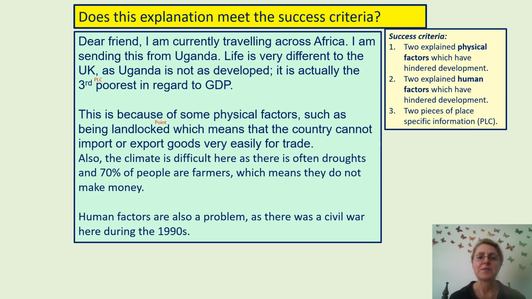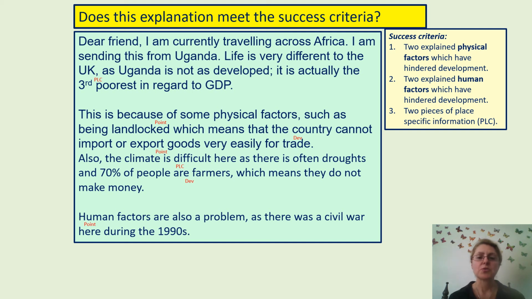This is because of some physical factors such as being landlocked, point, which means that the country cannot import or export goods very easily for trade. So here we have a good explain with point and develop. Also the climate, point, is difficult here as there are often droughts and 70% of people are farmers, which means they do not make money. So here we have place location information and also a development using which means. And I also have 2 physical factors. Let's look at the final paragraph.